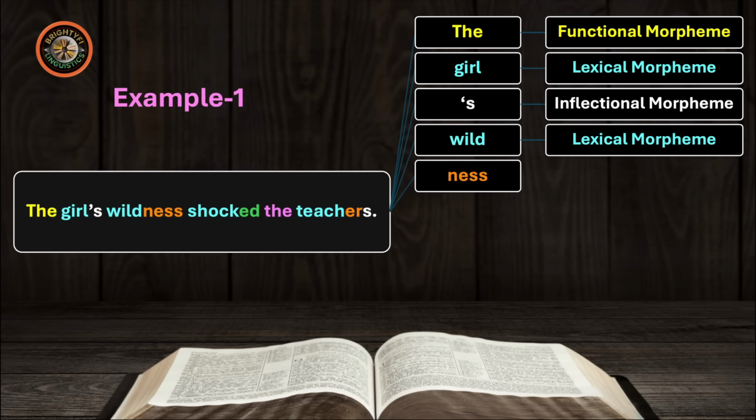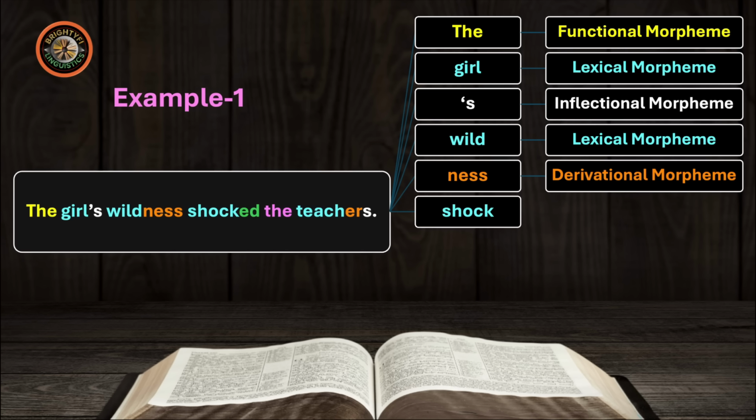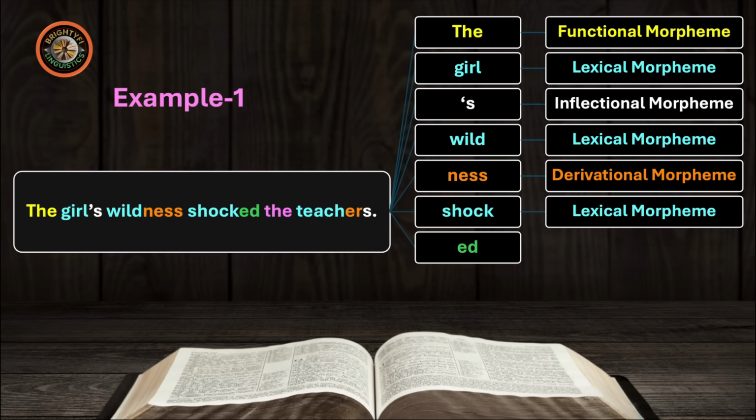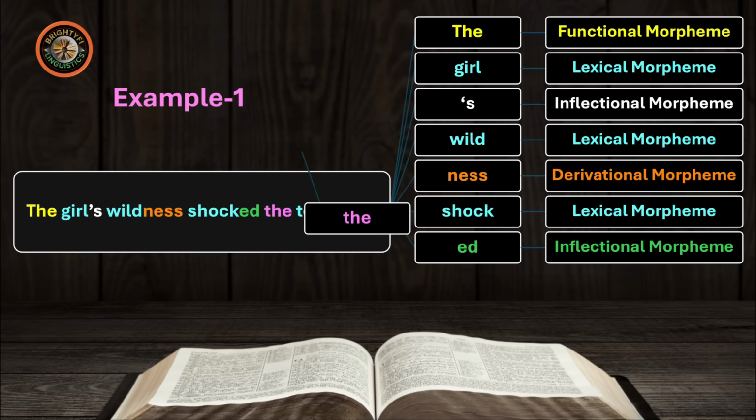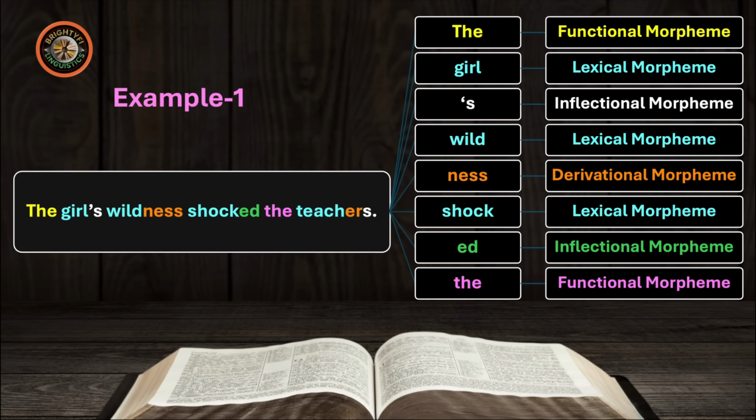And then we have ness. This is derivational morpheme. Likewise, we have shocked. We can separate this word shock, which is lexical morpheme, and ed, which is inflectional morpheme. Then we have the word the. This is functional morpheme.